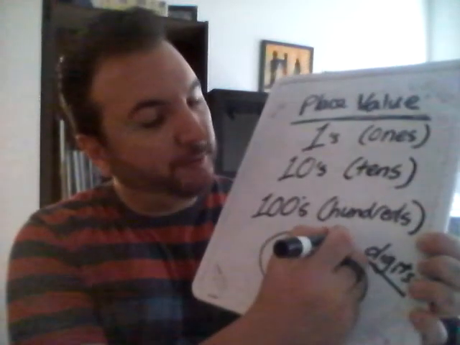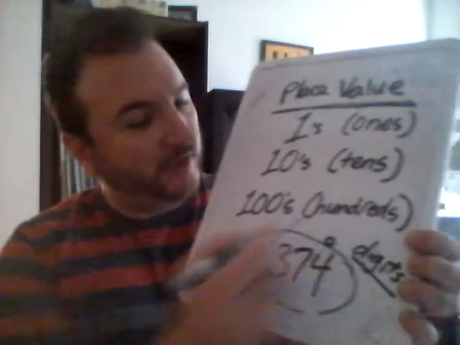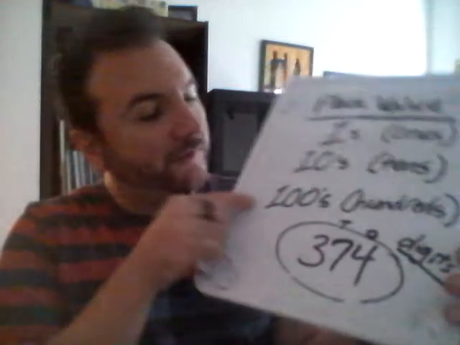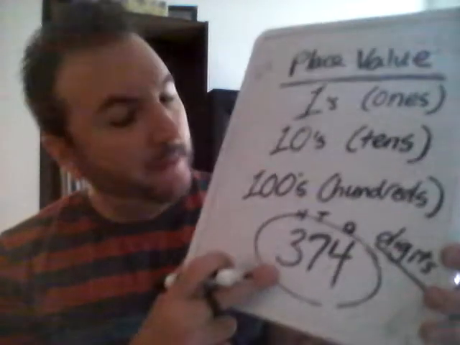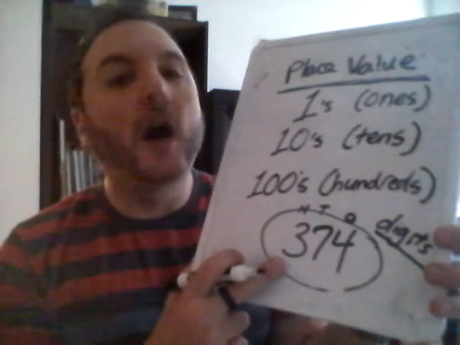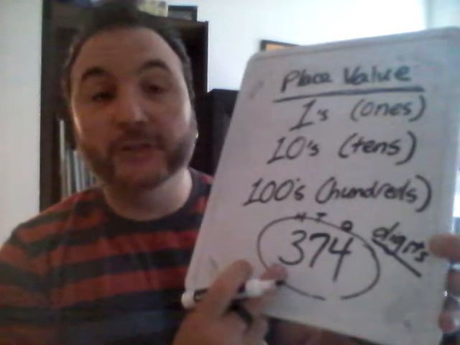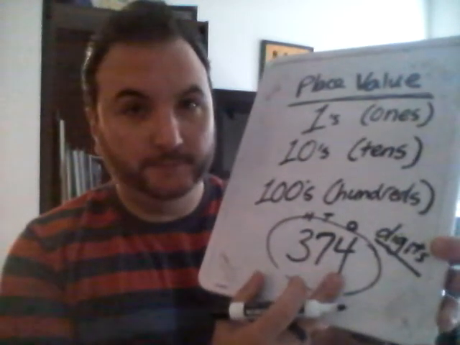So what I'm going to do is put a letter O above here for ones. I'm going to put a T for tens. And what do we have left? Hundreds, right? It's going to go above the 3, because this is not a 3. This is 300. 300s, 7 tens, 4 ones.